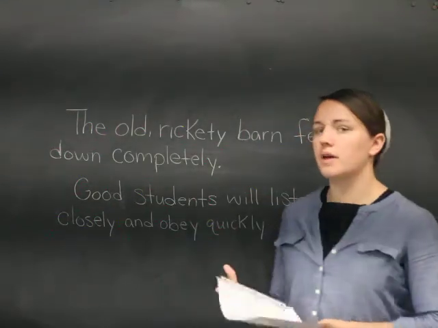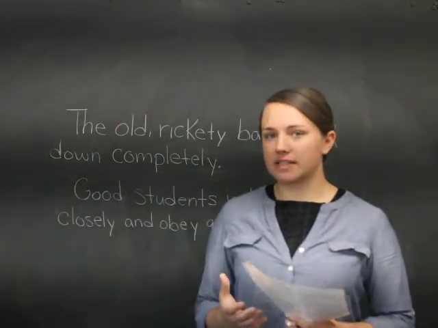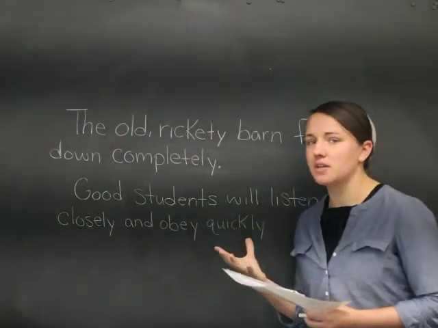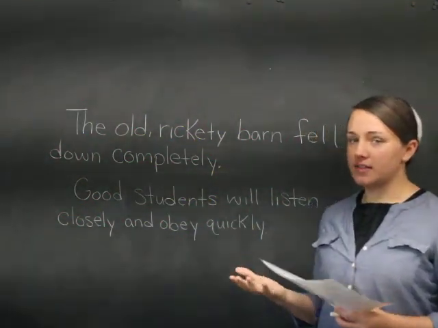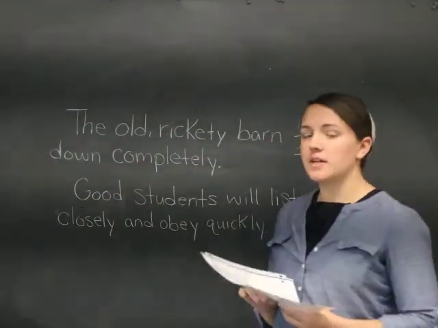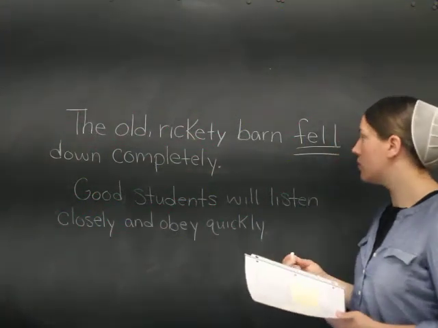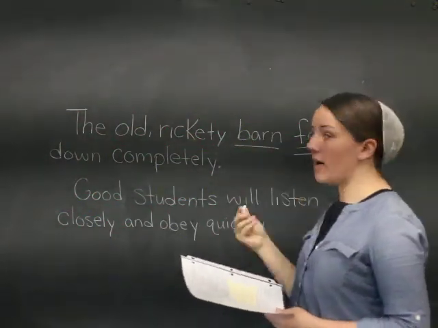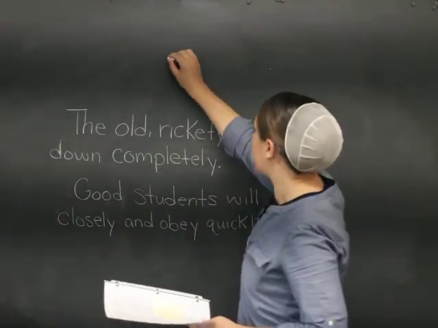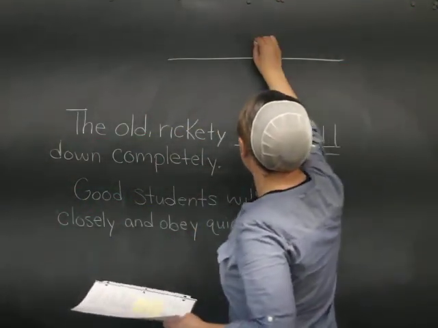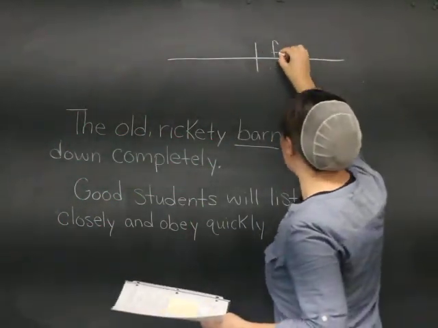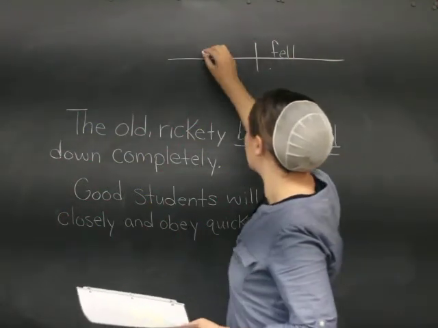So what's the first thing that we do when we're diagramming a sentence? First of all, we should look for our verb. What is the action or the state of being that is in the sentence? Fell is our action here. Now, who or what fell? The barn fell. Okay, so that's what you should start with. Go ahead and make your line. To the right of your middle line, you should have your verb, which is fell. Then you have barn.